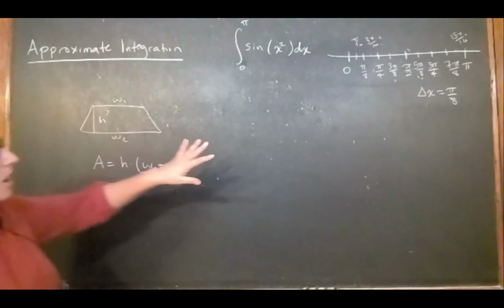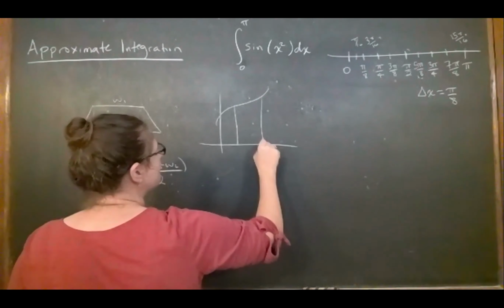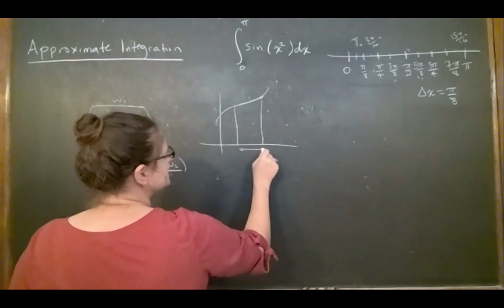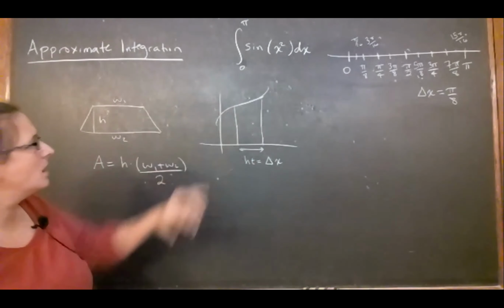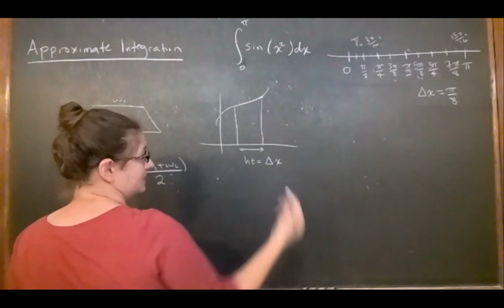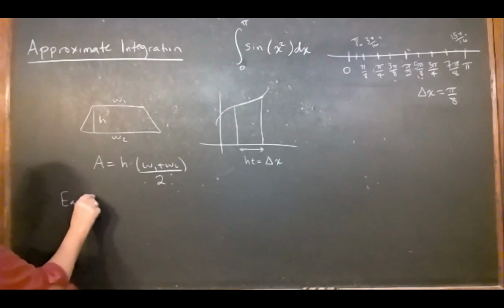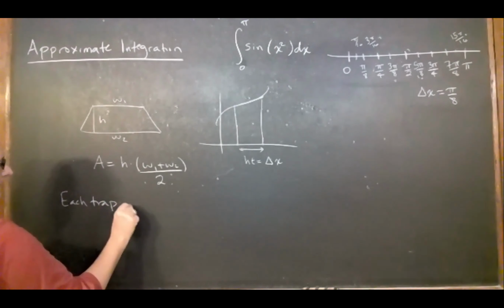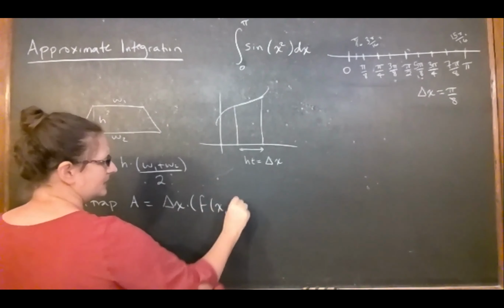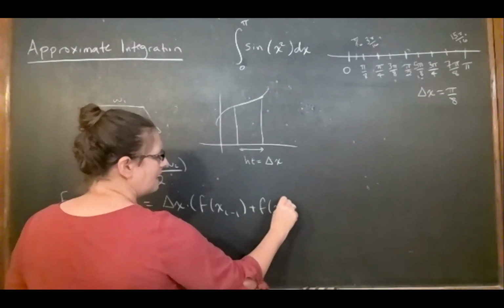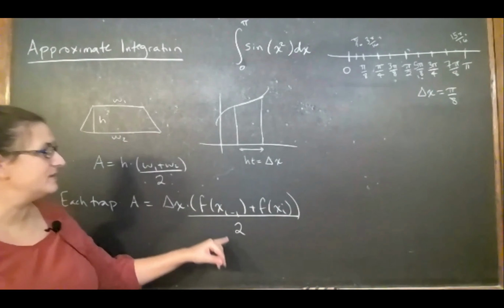Okay. Now for our problem, our trapezoid is going to look something like this. The height is just this delta x, and these widths are going to be f of x sub i minus 1 and f of x sub i. So in our case here, each trapezoid area is going to be delta x times f of x sub i minus 1 plus f of x sub i, over 2. Okay?